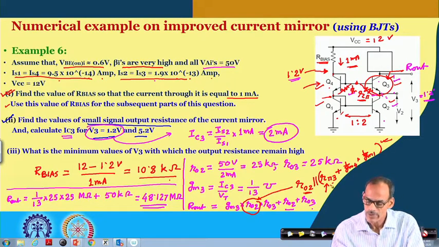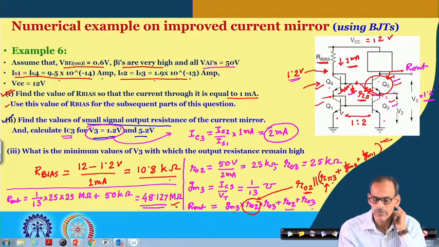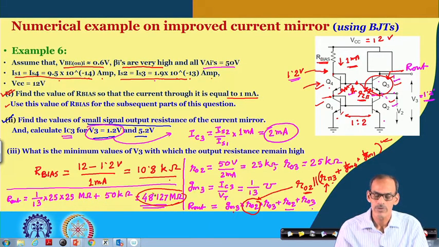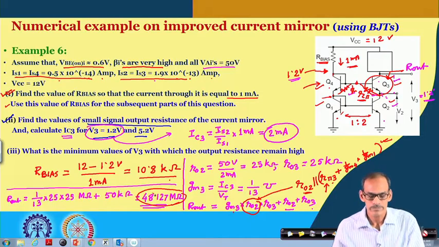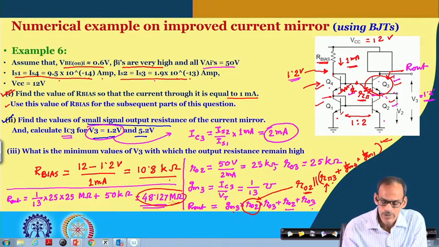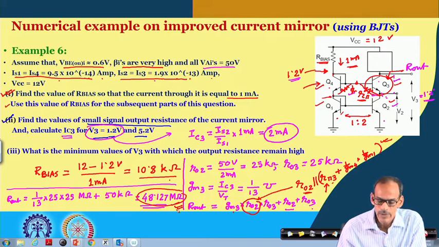In fact, if I multiply this r pi 3 with gm3, that gives us the beta of the transistor, and the corresponding resistance may vary, but even then this resistance may be in the order of few mega ohms. So, anyway, for this numerical example, since the output resistance is here, using this output resistance information, we can calculate the variation of this current.